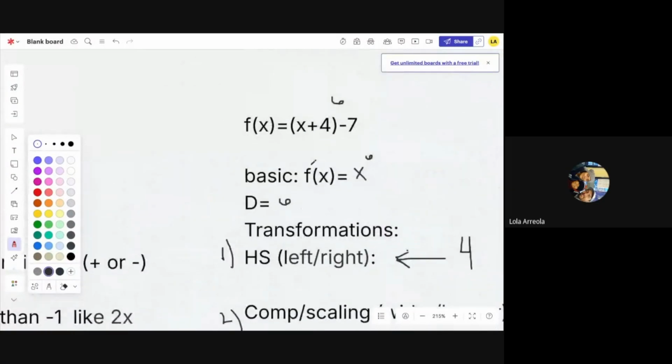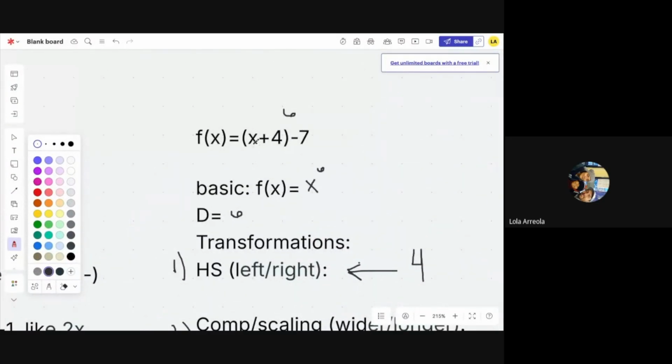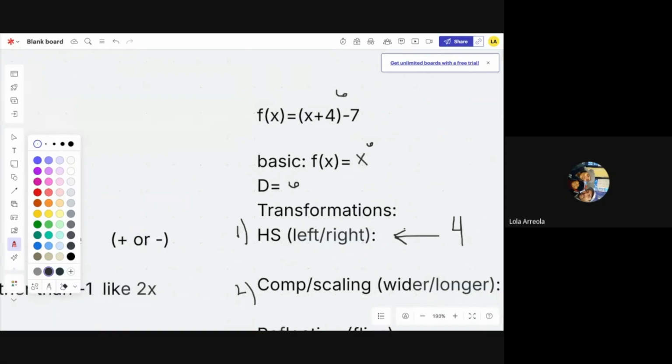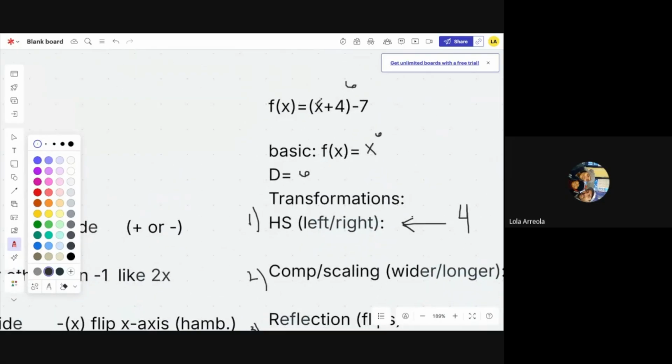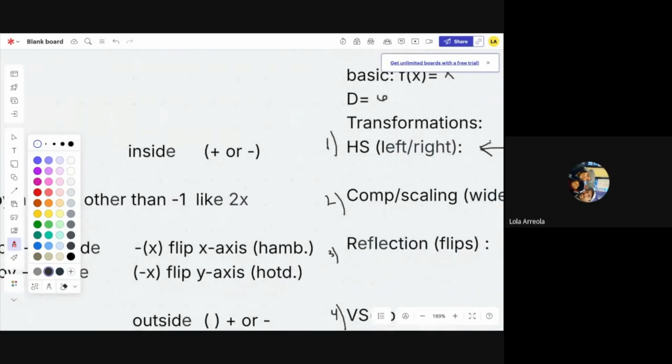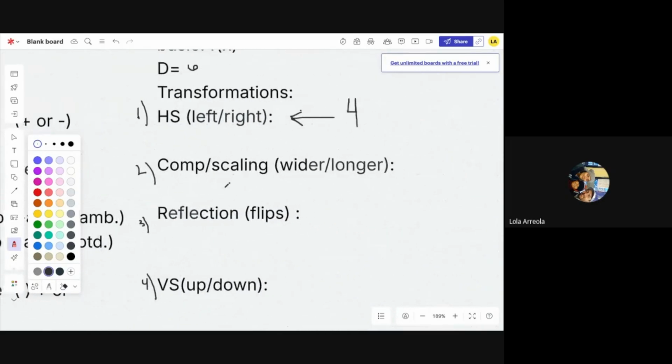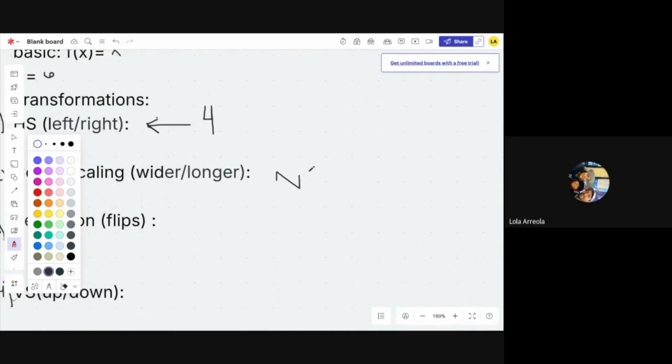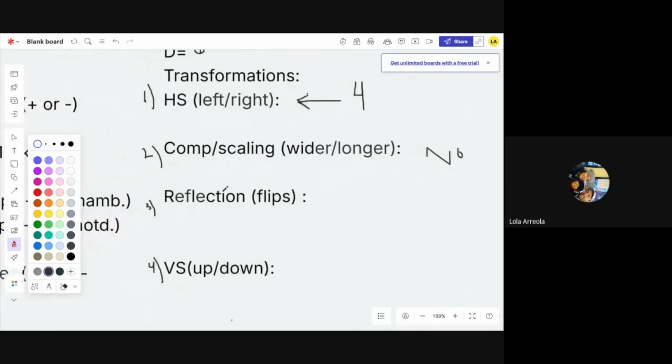Okay, so do I have any multiplication in my original function where I'm multiplying the x by like a 2x or a 3x or 1/2 or even inside or outside parentheses? No. Okay, so I don't see any multiplication happening. No numbers are next to each other or outside parentheses being multiplied, so I do not have compression or scaling in this case.